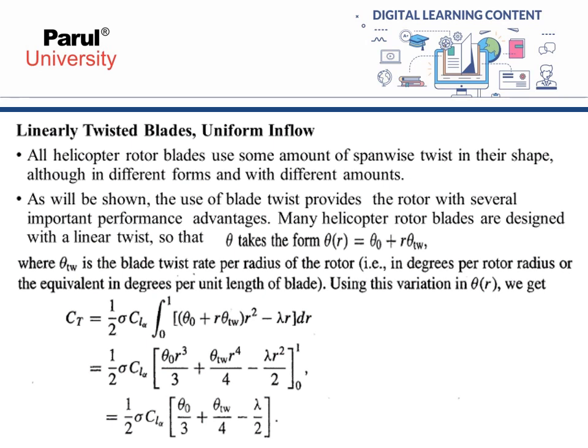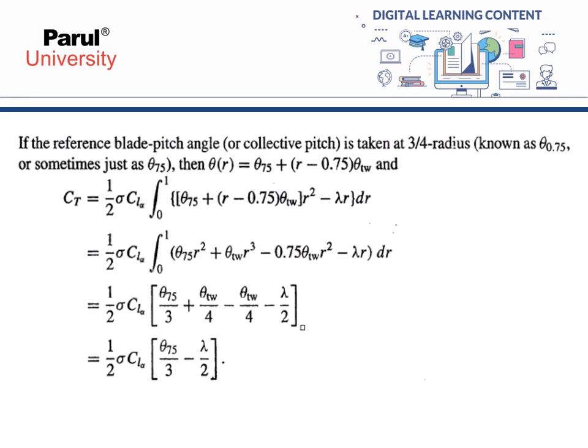If the reference blade pitch angle or collective pitch is taken at 3 by 4 radius, known as theta 0.75, sometimes just as theta 75, then theta(r) = theta 75 + (r - 0.75) theta tw, and Ct = 1/(2 sigma) CL alpha integral 0 to 1 of (theta 75 + (r - 0.75) theta tw) r squared - lambda r dr. Then it is equal to 1/(2 sigma) CL alpha integral 0 to 1 of (theta 75 r squared + theta tw r cubed - 0.75 theta tw r squared - lambda r) dr = 1/(2 sigma) CL alpha (theta 75 by 3 + theta tw by 4 - theta tw by 4 - lambda by 2) = 1/(2 sigma) CL alpha (theta 75 by 3 - lambda by 2).